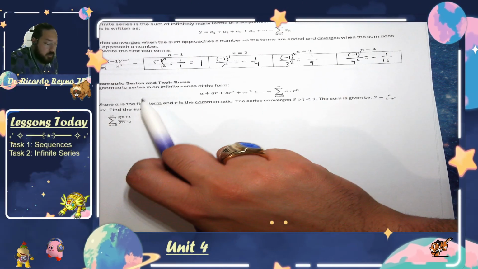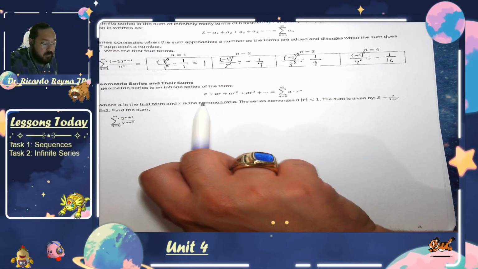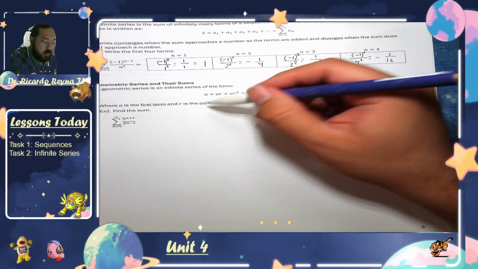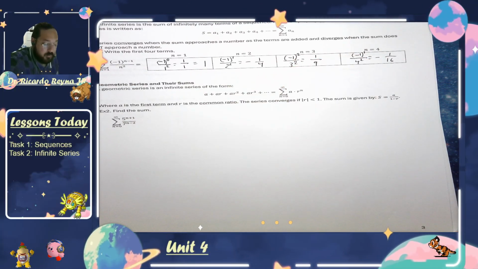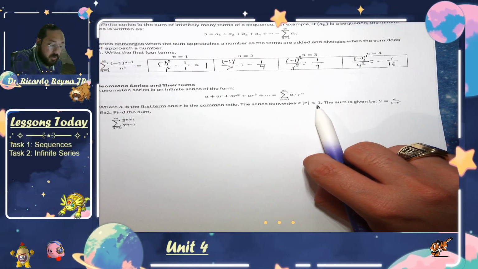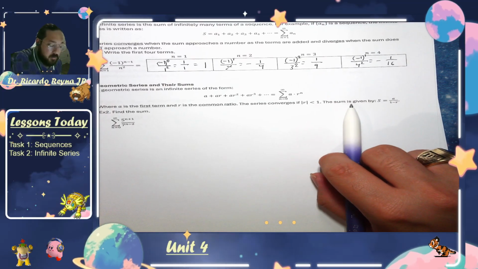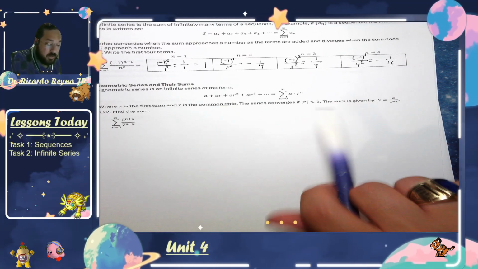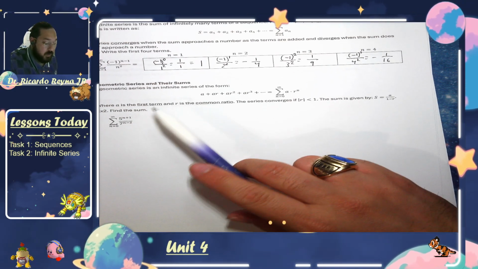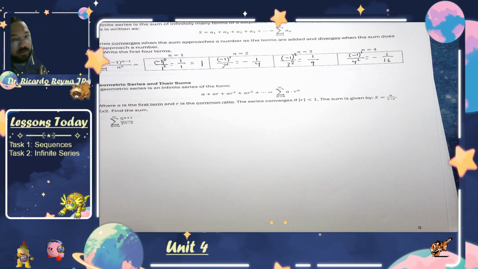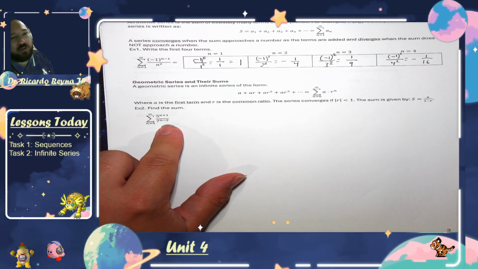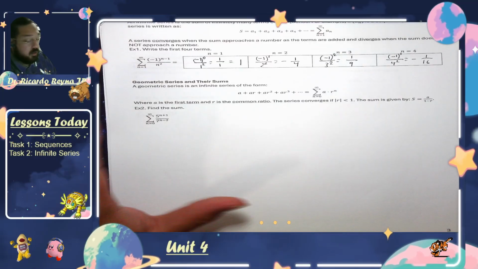A geometric series is an infinite series of this form, where you start with some base a, which is your first term, and some common ratio r. The series converges if the absolute value of r turns out to be less than 1. Then the sum of the infinite series is given by a over 1 minus r. Find the sum here. Now, this is posed as a tricky question.